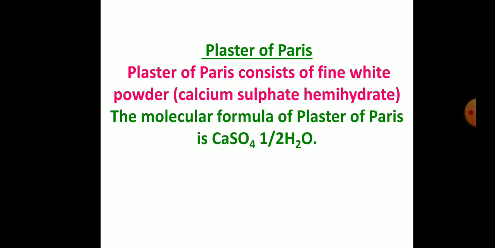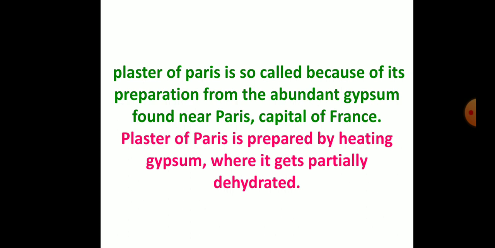Plaster of Paris. Plaster of Paris consists of fine white powder that is calcium sulfate hemihydrate. The molecular formula of plaster of Paris is CaSO4 half H2O. Plaster of Paris is so called because of its preparation from the abundant gypsum found near Paris, capital of France. Plaster of Paris is prepared by heating gypsum where it gets partially dehydrated.